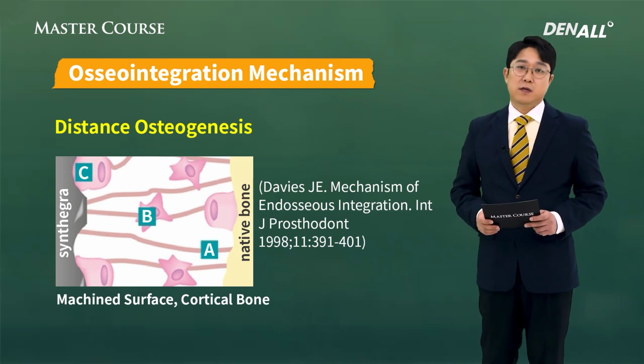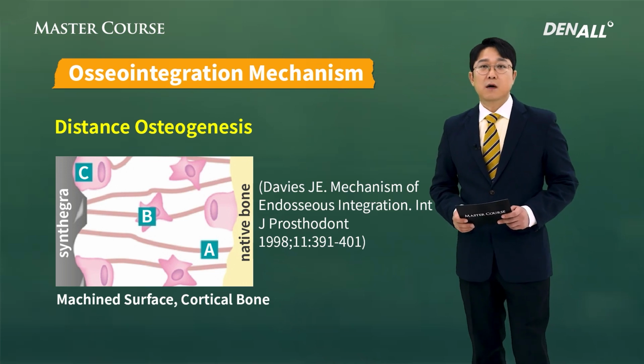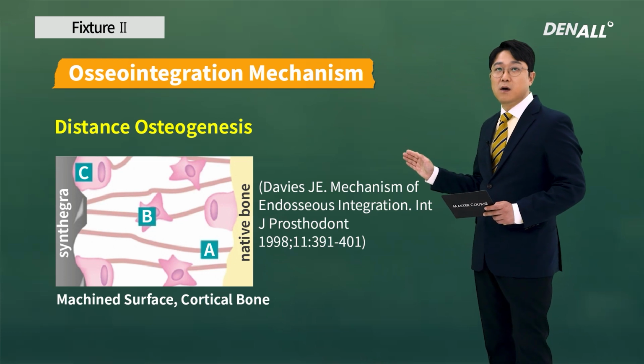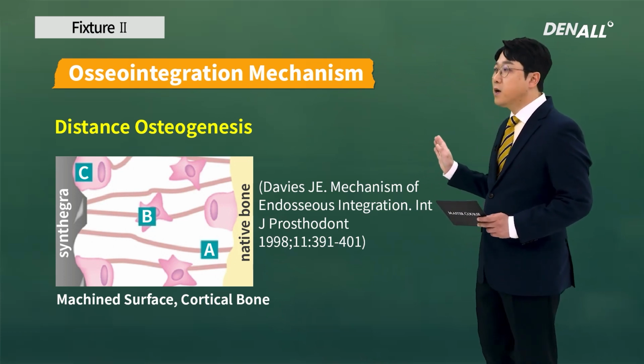The osseointegration mechanism is explained by Davies with two things: contact osteogenesis and distance osteogenesis. First, let's have a look at the distance osteogenesis. As you can see, from the host bone toward the implant, bone is formed and progressing.